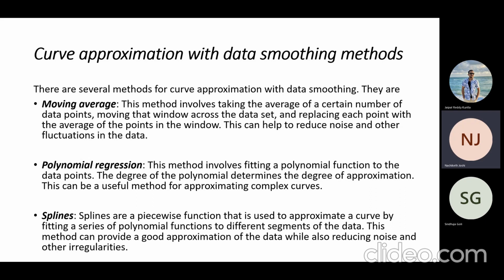Polynomial regression. This method involves fitting a polynomial function to the data points. The degree of the polynomial determines the degree of approximation. This can be a useful method for approximating complex curves. Splines. Splines are a piecewise function that is used to approximate a curve by fitting a series of polynomial functions to different segments of the data. This method can provide a good approximation of the data while also reducing noise and other irregularities.